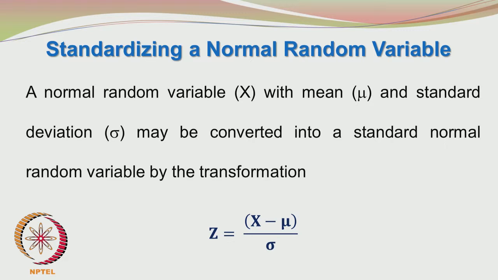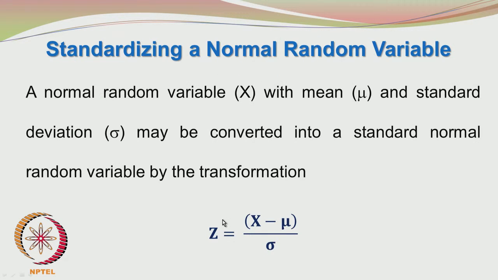How do we make the transformation? You have the original random variable X, which is following the normal distribution. It has a mean mu and standard deviation sigma. You have to convert it into the standard normal random variable form. For that, we do z is equal to x minus mu by sigma. X is the original random variable, mu is the original mean of the normal distribution, and sigma was the original standard deviation of the normal distribution. By making this transformation, we subtract mu from x, and then the resulting quantity is divided by sigma, we get z.